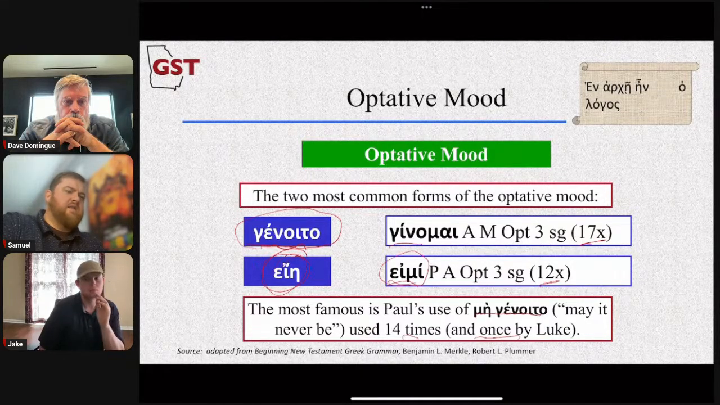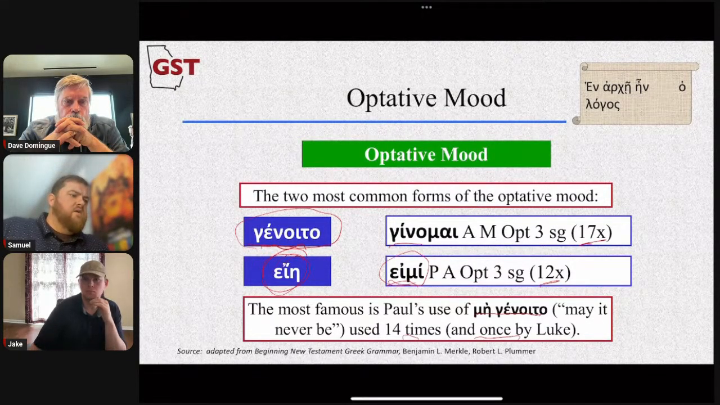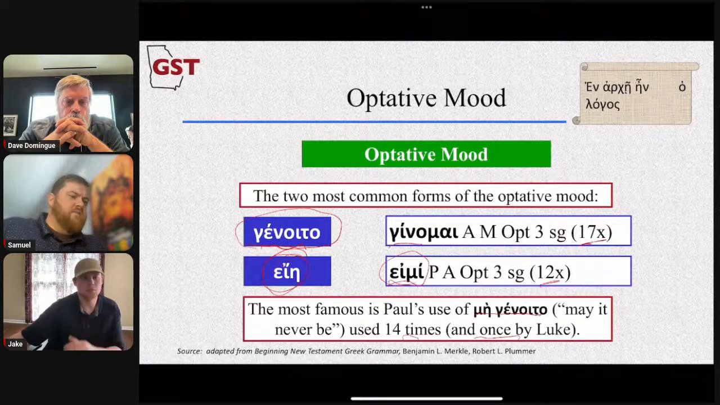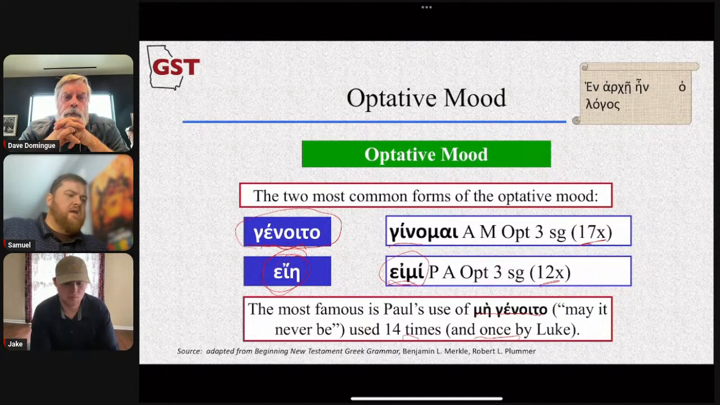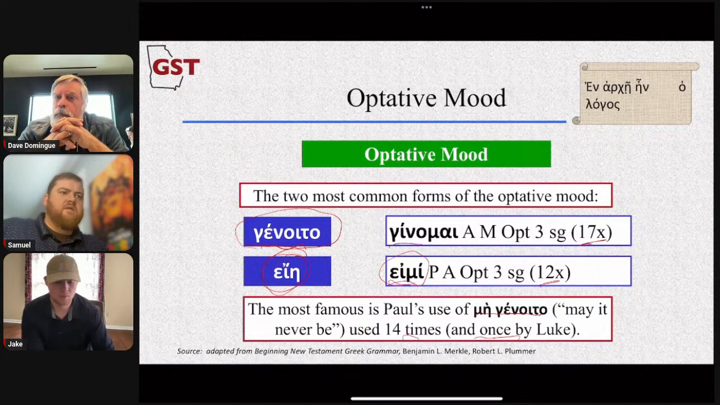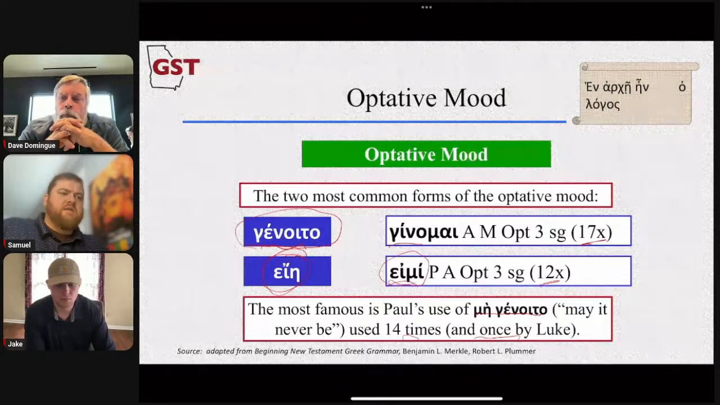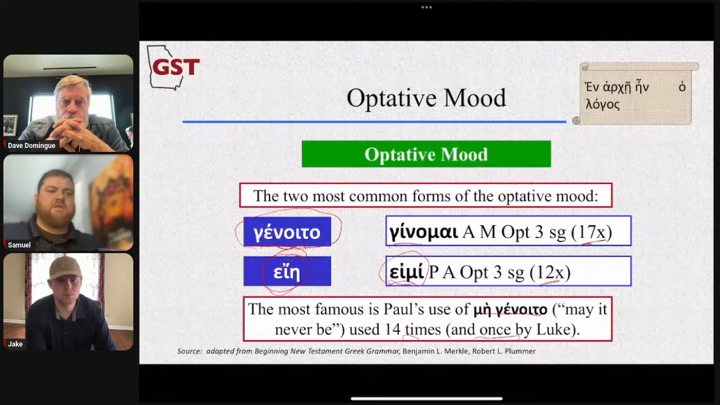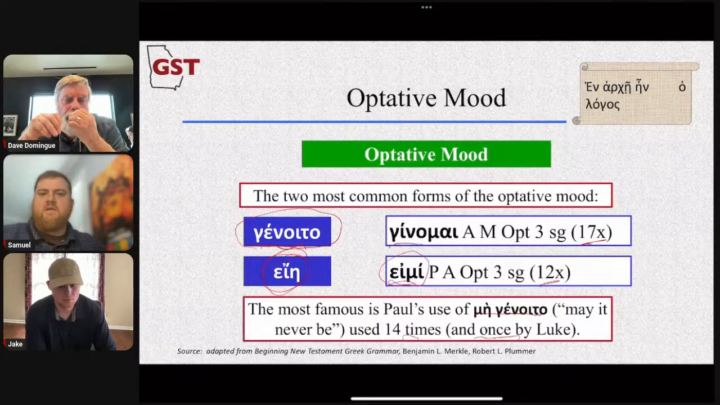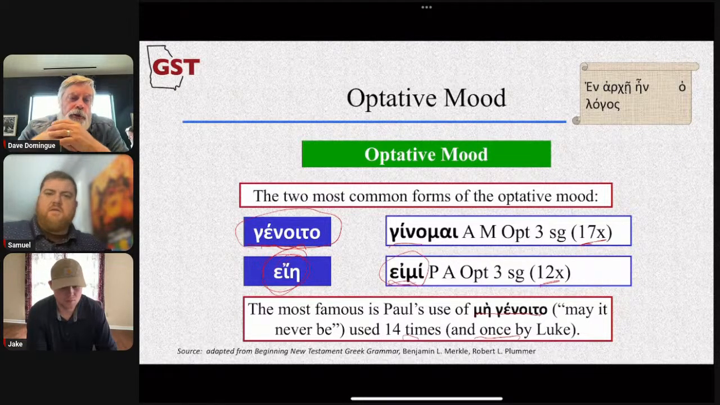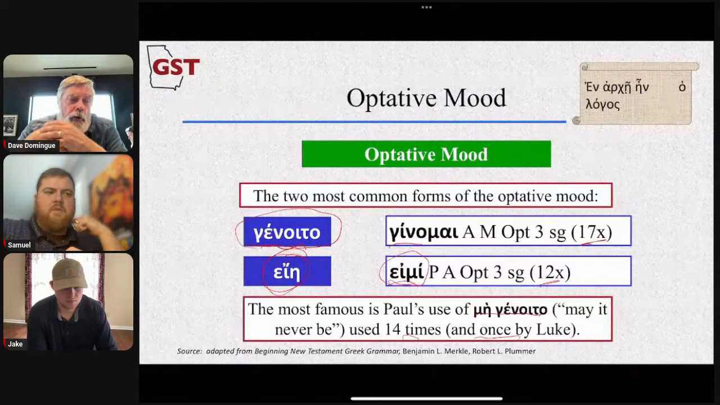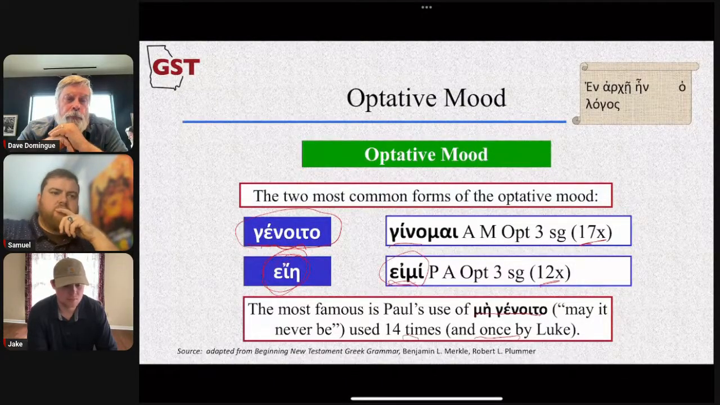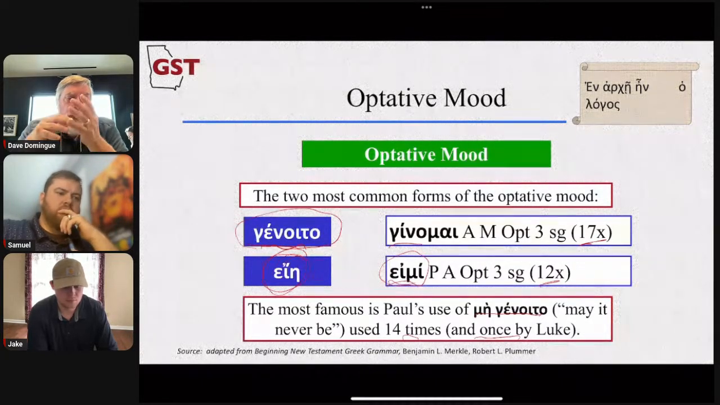I think Paul uses that in Romans 6, verse 2. He says, "Me genoito," so may it never be. When he says, "Shall we continue in sin so grace may abound?" that's the optative mood, and it's a desire or wish. Should we continue in sin? May it never be. It's a desire or wish that we never continue in sin.